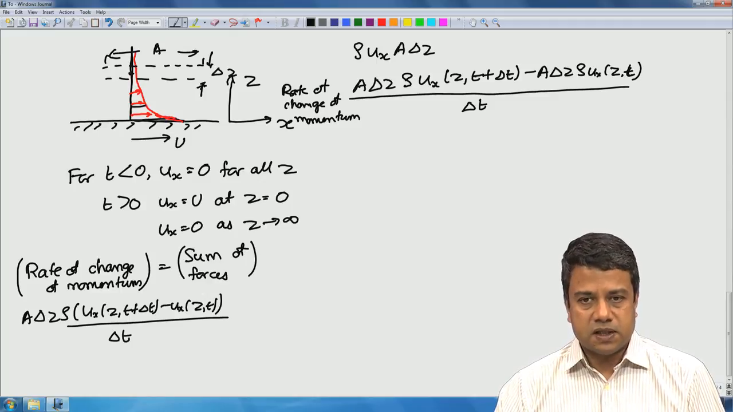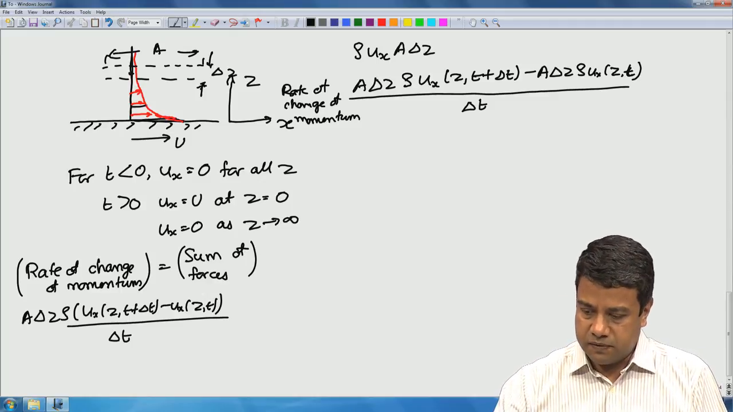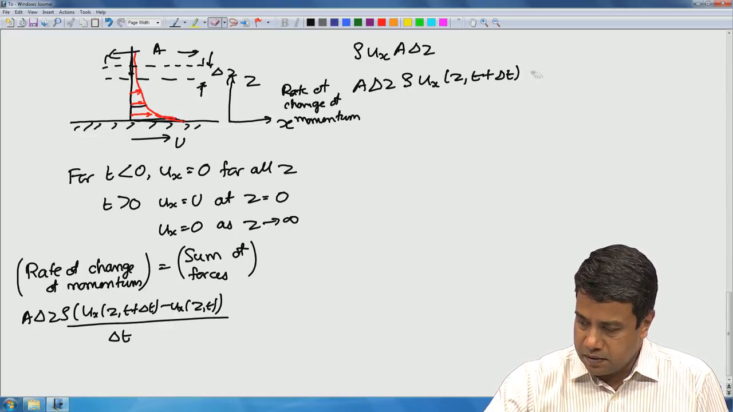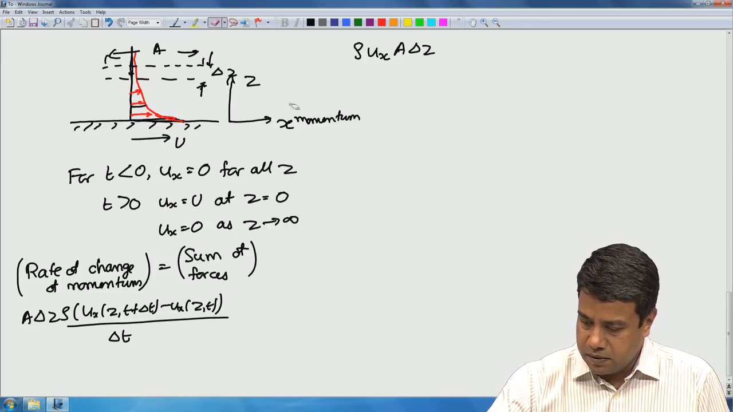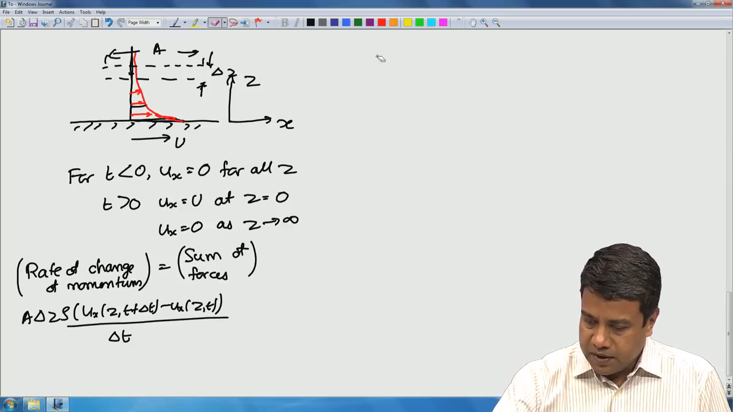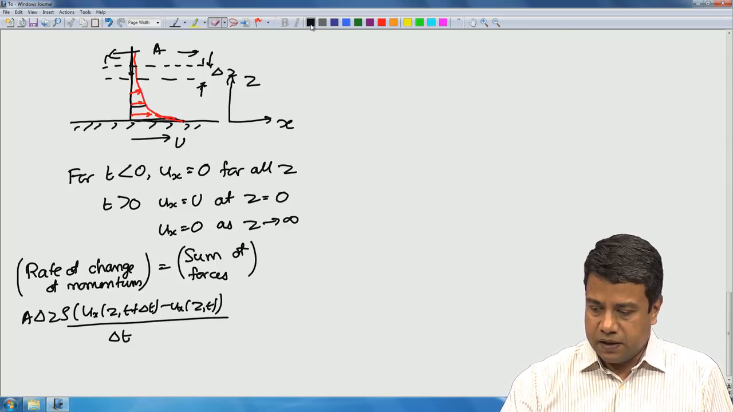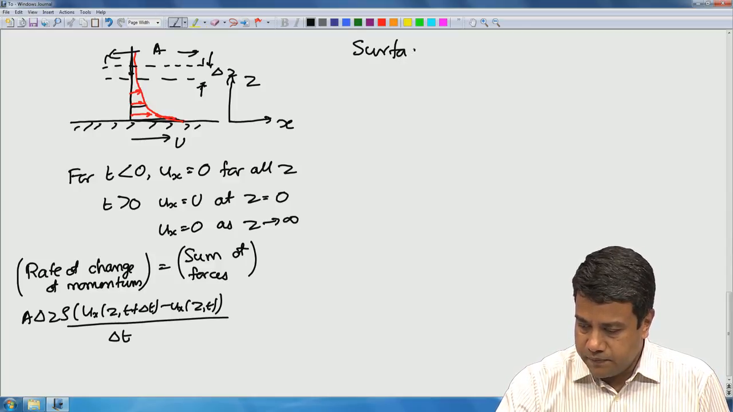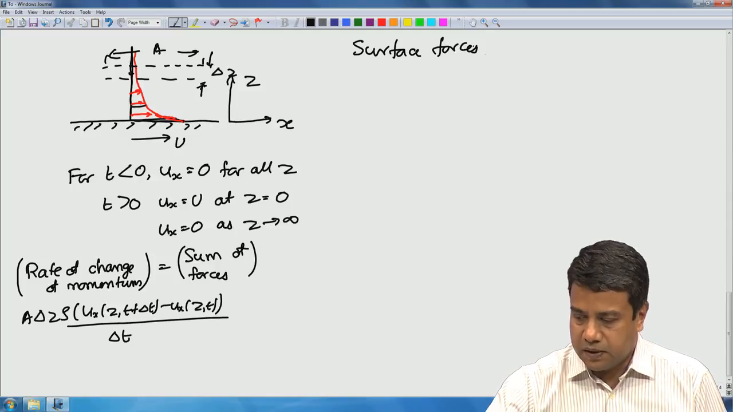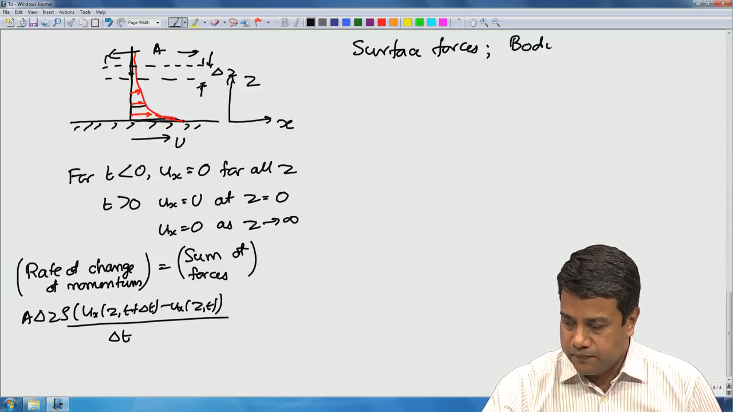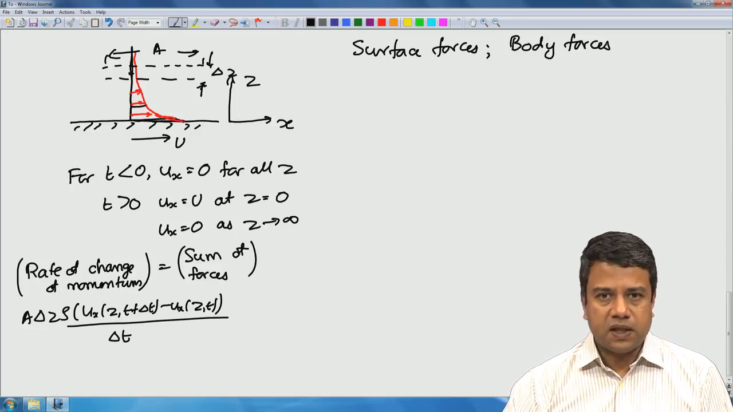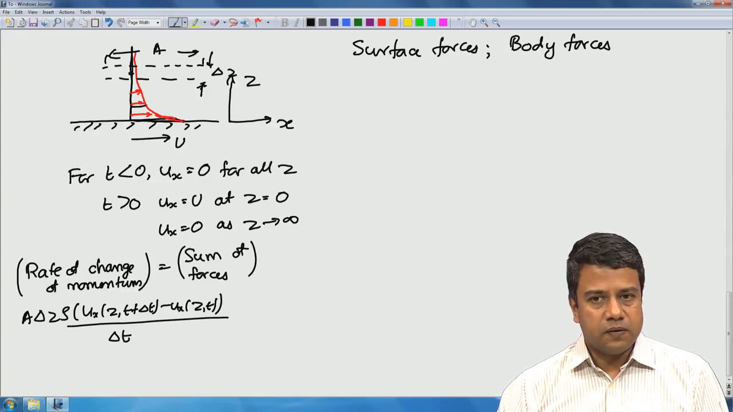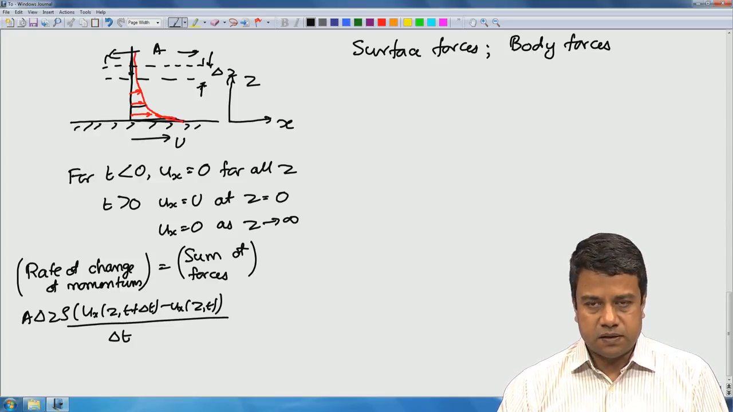That has to be equal to the sum of the applied forces. So, let us look at the sum of the applied forces. The forces can be broadly divided into two types. One is surface forces, and body forces. The body forces are proportional to the volume itself, the gravitational force for example, whereas the surface forces are proportional to the surface area.